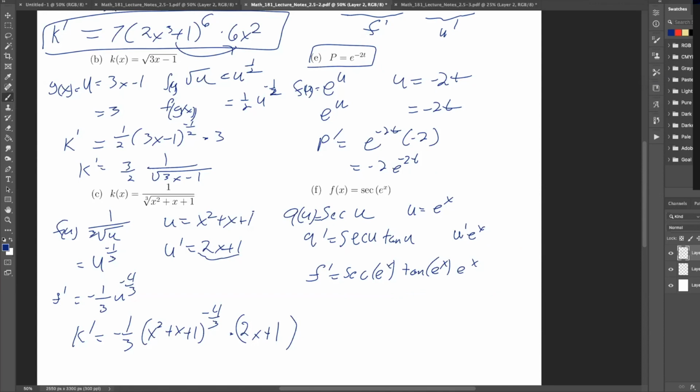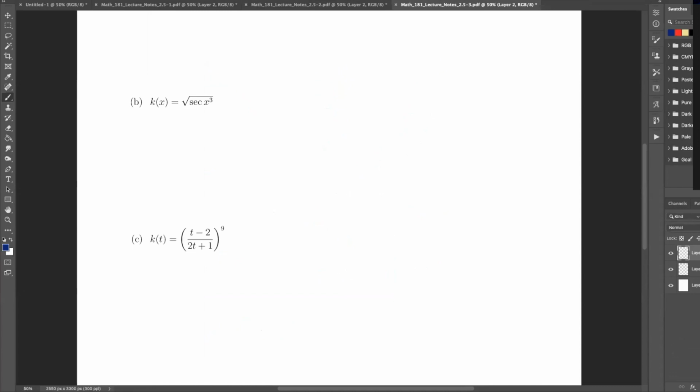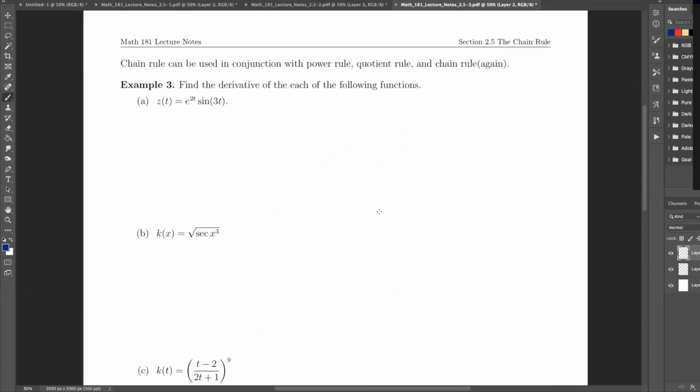All right, so I've had this up for a little while, so let's do the last page real quick. Now we can use chain rule in conjunction with a bunch of the other rules. Here, I can use chain rule with power rule, I can use chain rule with chain rule, and I can use chain rule with quotient rule. Let me show you how to put all the pieces together in some way.